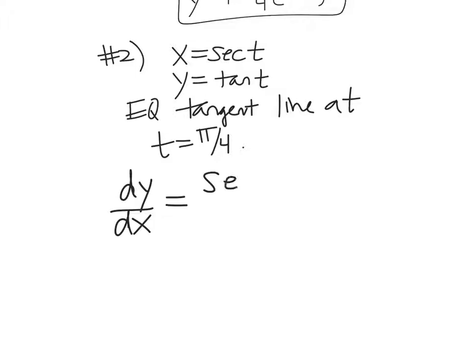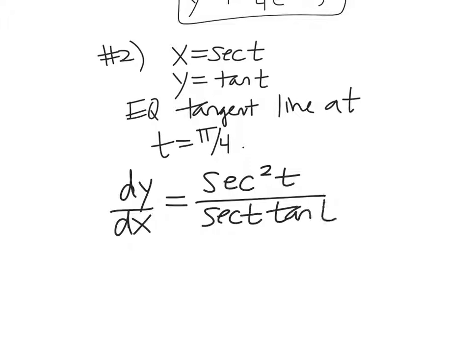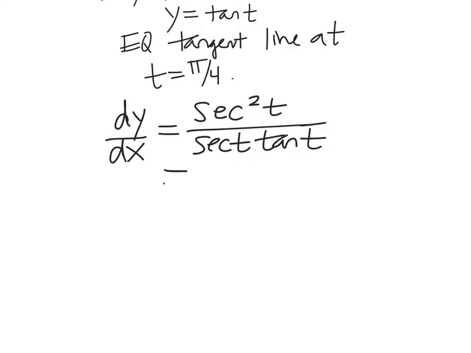Secant squared t. You should really write t. Secant squared t over the derivative of x would be? Secant t tangent t. So they're all in the variable t. And then what you can do is fix this up a little bit. One of these secants reduces, leaving you with secant t over tangent t.